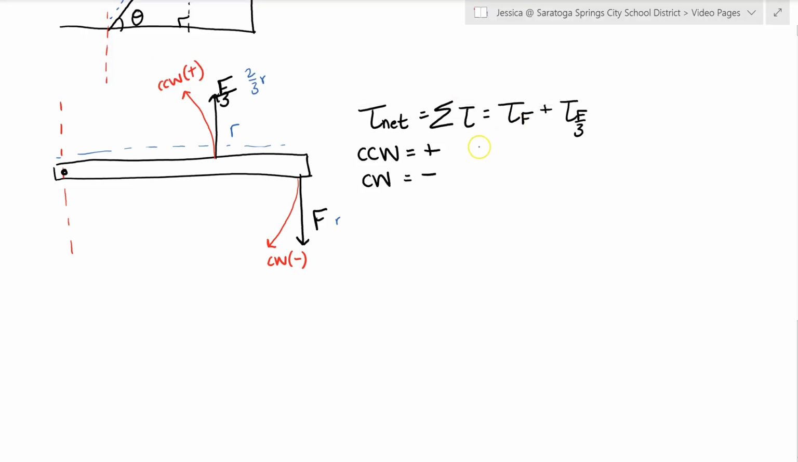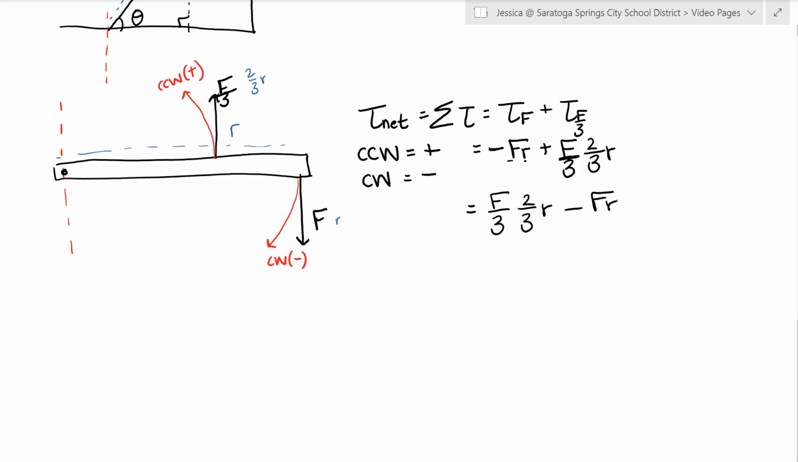So when I'm taking into account my torques, the torque from force F is actually going to be a negative FR, and my torque from F over 3 is going to be positive, and then 2/3 R. Okay, remember, force times distance. So let me rewrite this. F over 3, 2/3 R minus FR.